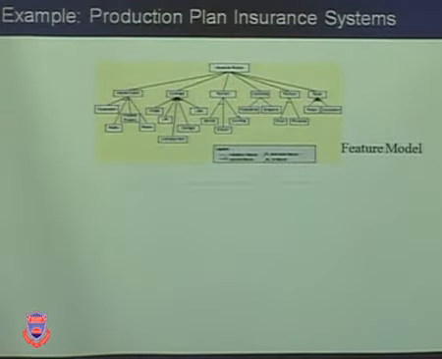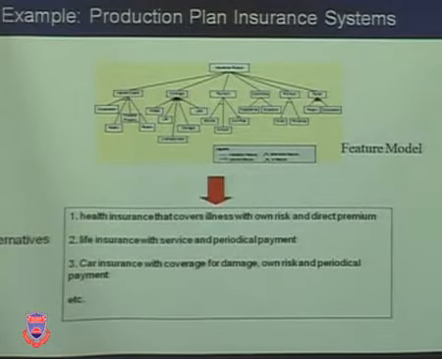So once we have this, we have defined actually the set of possible insurance systems. How many insurance systems can you derive from this? Anybody, mathematical genius? Yeah. Can you guess around, given this?